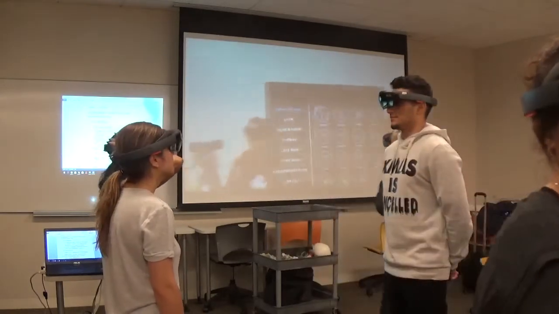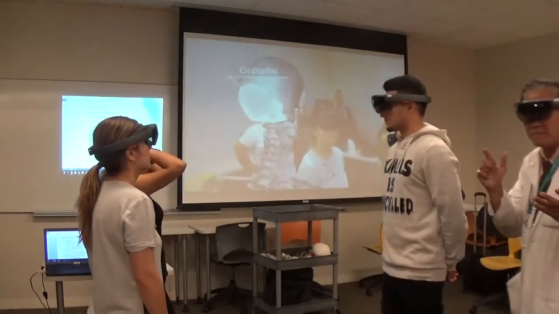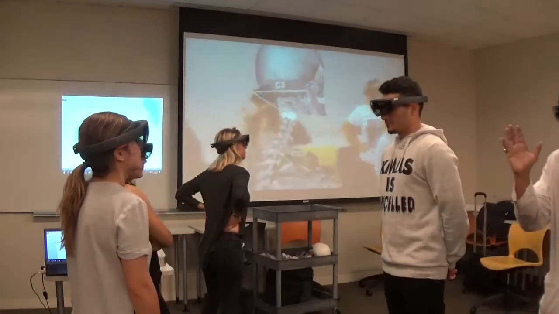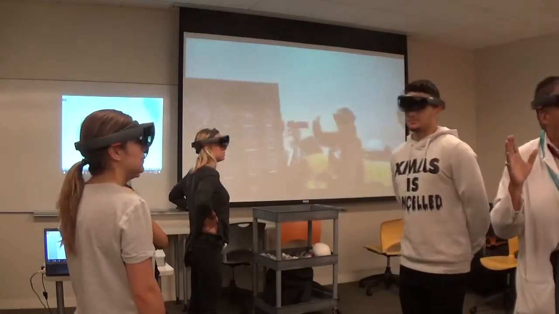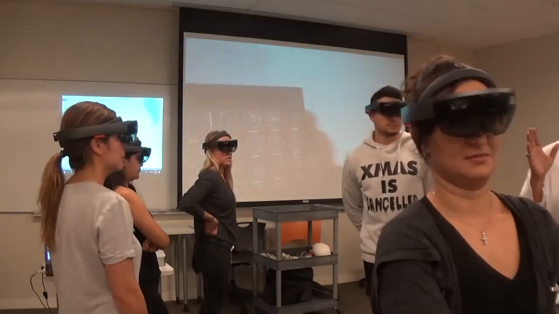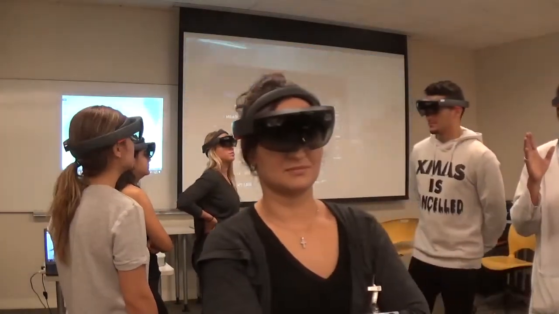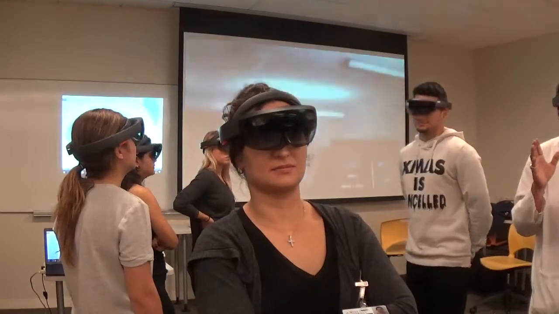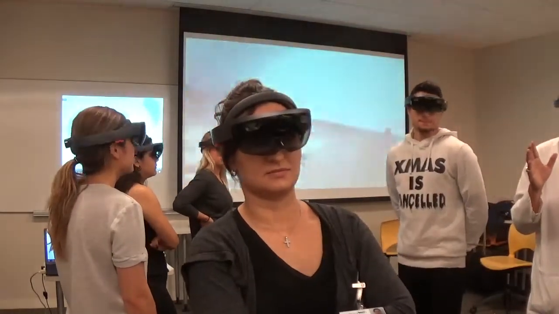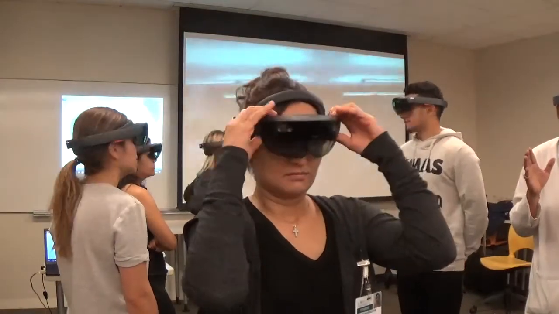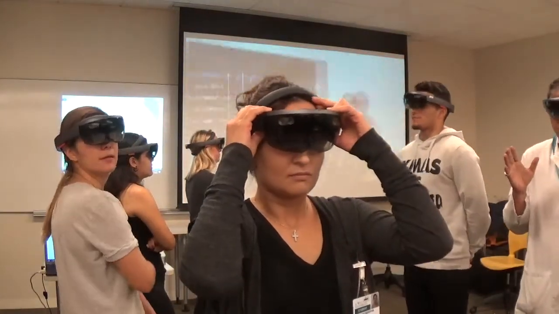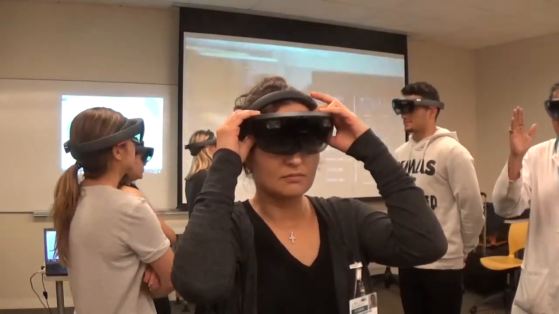Okay, let's move down to the cervical spine. How many cervical vertebrae do we have? Seven. Okay, look at me. If you move your neck forward and backwards, you're moving your neck like this. Like yes or no, right? No is this way. See the difference? Okay. So we have C1 to C7.